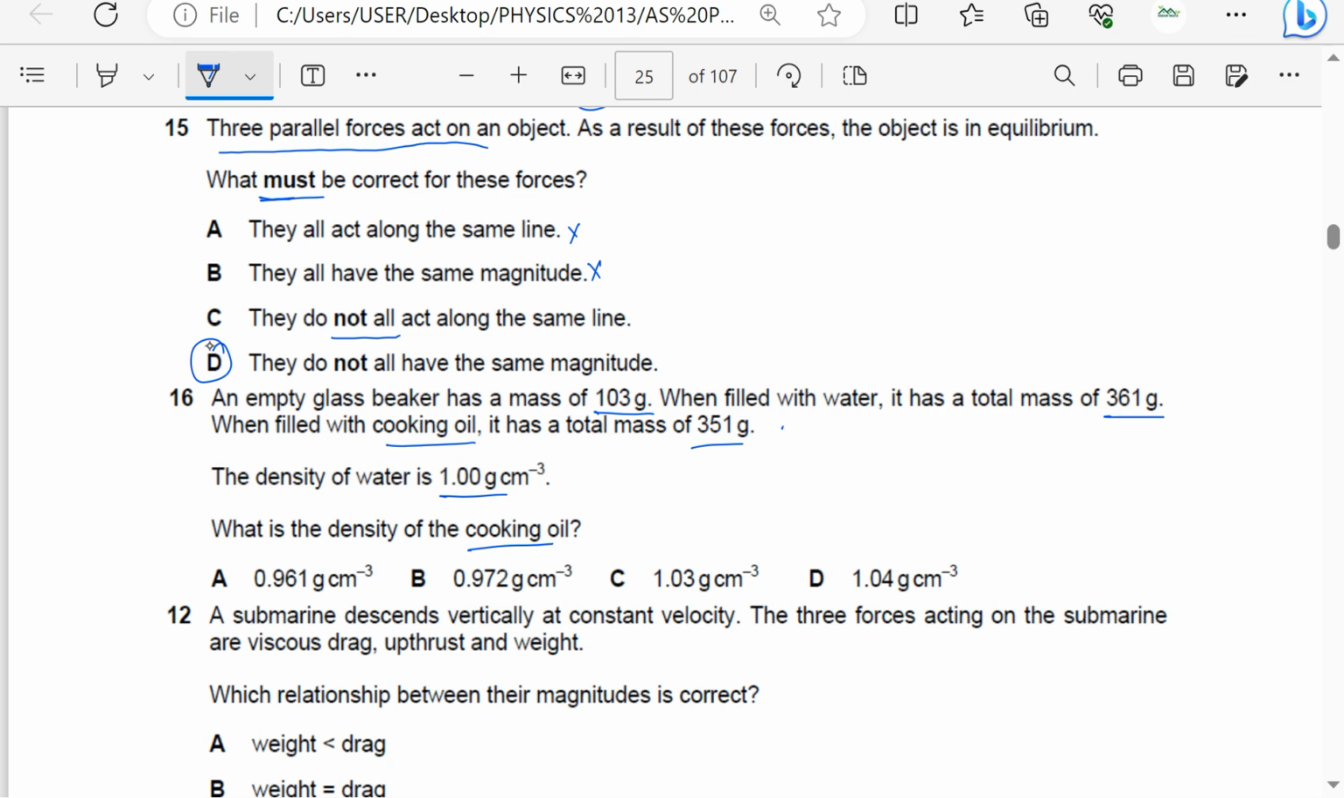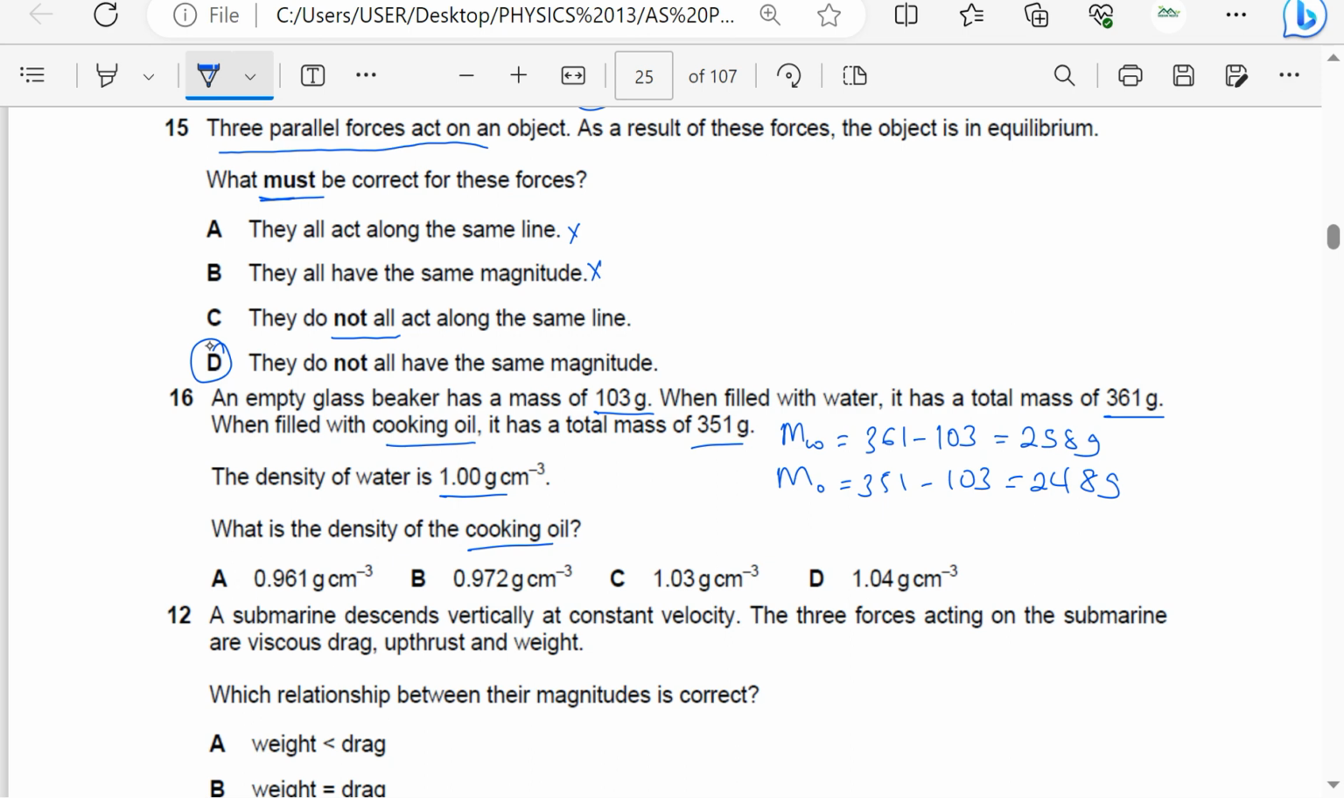So, the mass of water can easily be obtained from 361 minus 103. I think without pressing the calculator, this is 258 grams. Then the mass of oil should be 351 minus the empty, so 351 minus 103. And I think without pressing the calculator, this is 248 grams. So the question is, what is the density of the cooking oil?